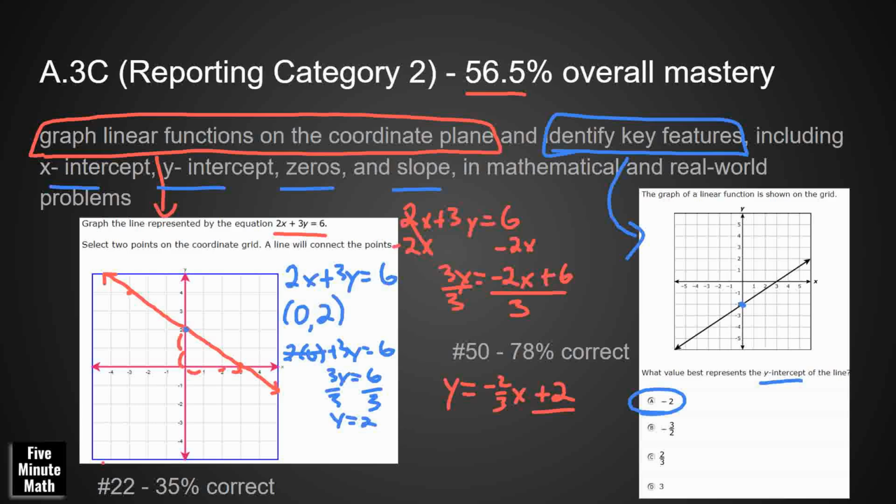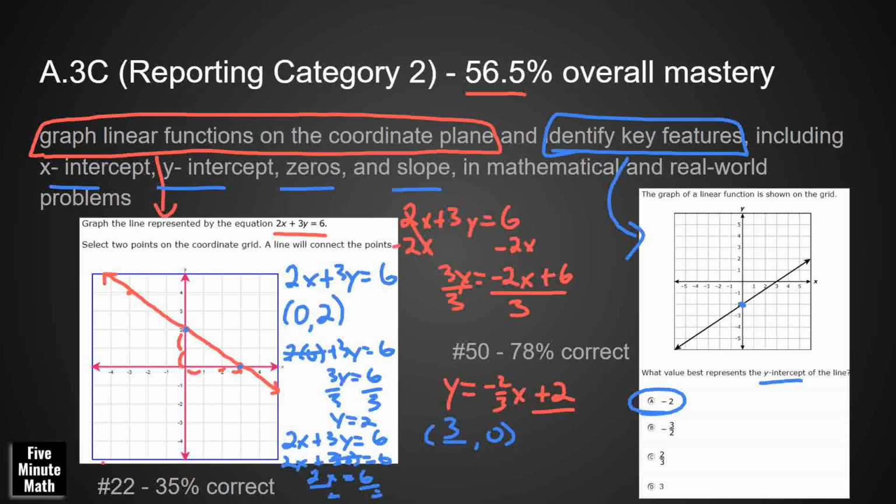Now, I need a second point. Let's make y equals 0. Okay, so let's do it again. So we will do 2x plus 3y equals 6. And I want my y to be 0. So I'm going to be 2x plus 3 times 0 equals 6. So that cancels out. So it's 2x equals 6, or if we divide by 2, right, we're going to get x equals 3. Once again, we've already got that point.